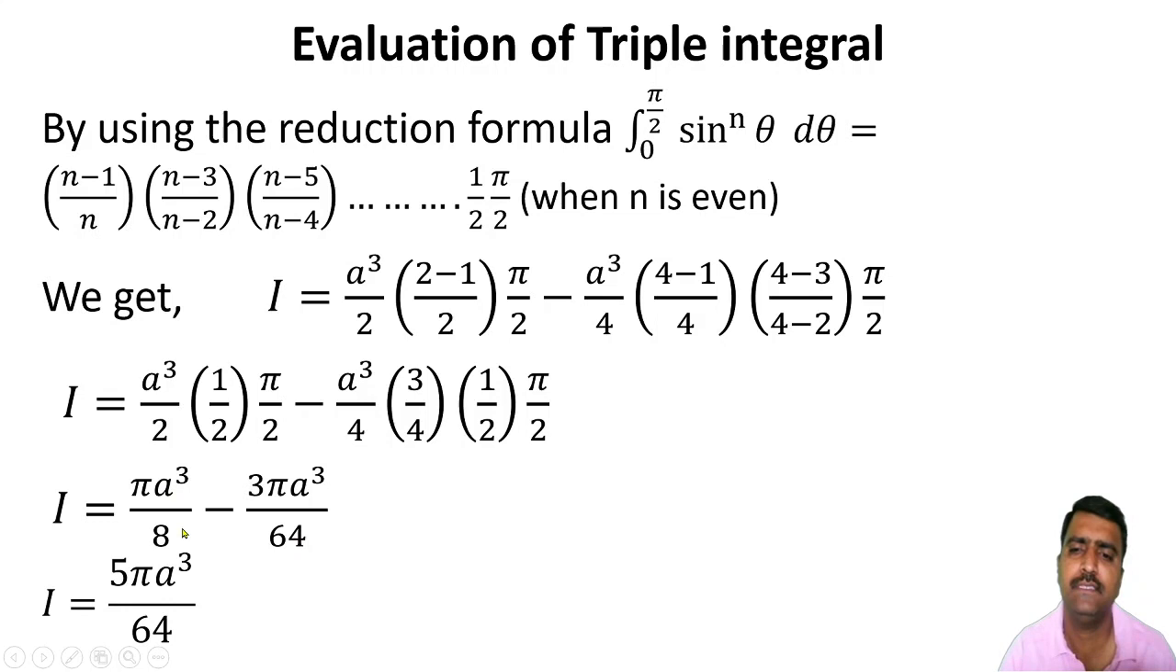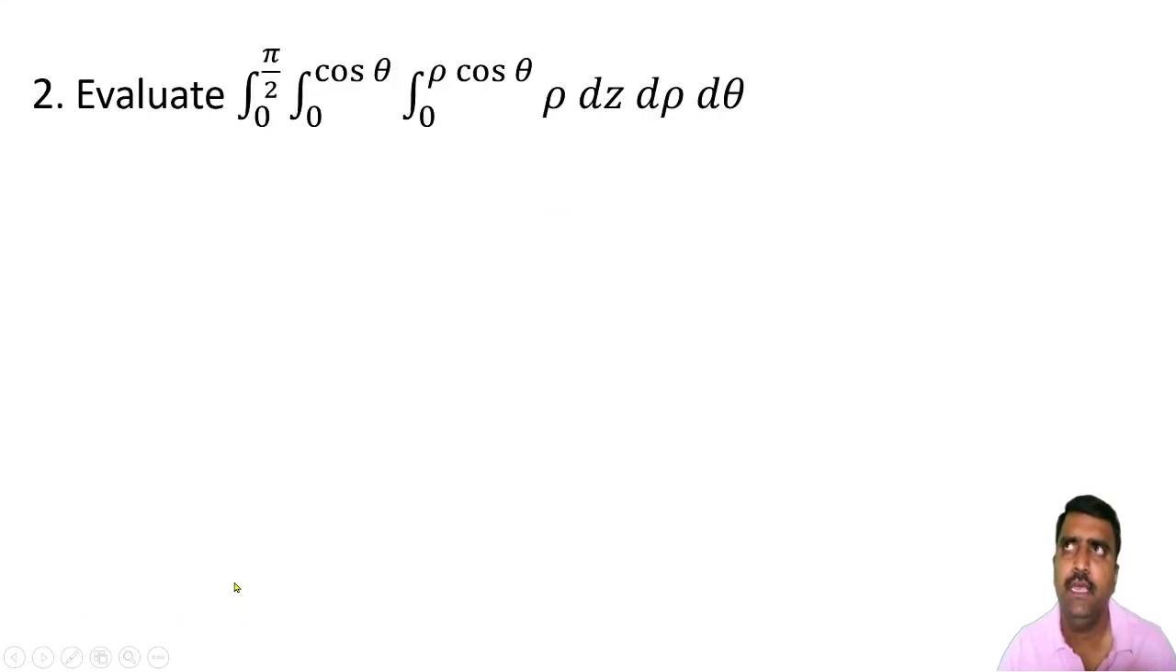So this becomes 8 is a 64. So this becomes 8 pi a cube minus 3 pi a cube, which becomes 5 pi a cube by 64. 5 pi a cube by 64. So like that. One more example is like this one.